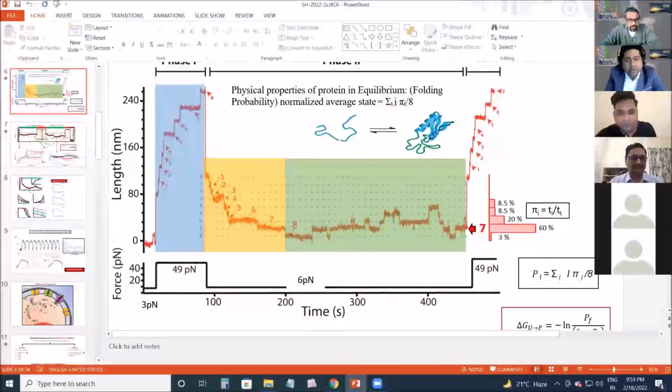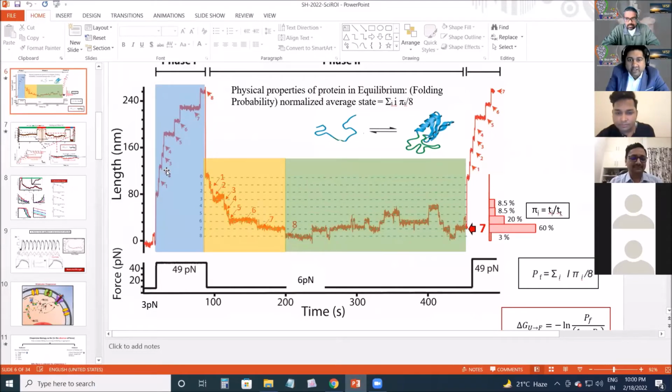So there are two points. One is how we are making the multi-domain protein. There are many techniques available in the literature. One is the Golden Gate technique. You can look for that. And the second point is how do I know that it is a single domain unfolding, or one protein unfolding?